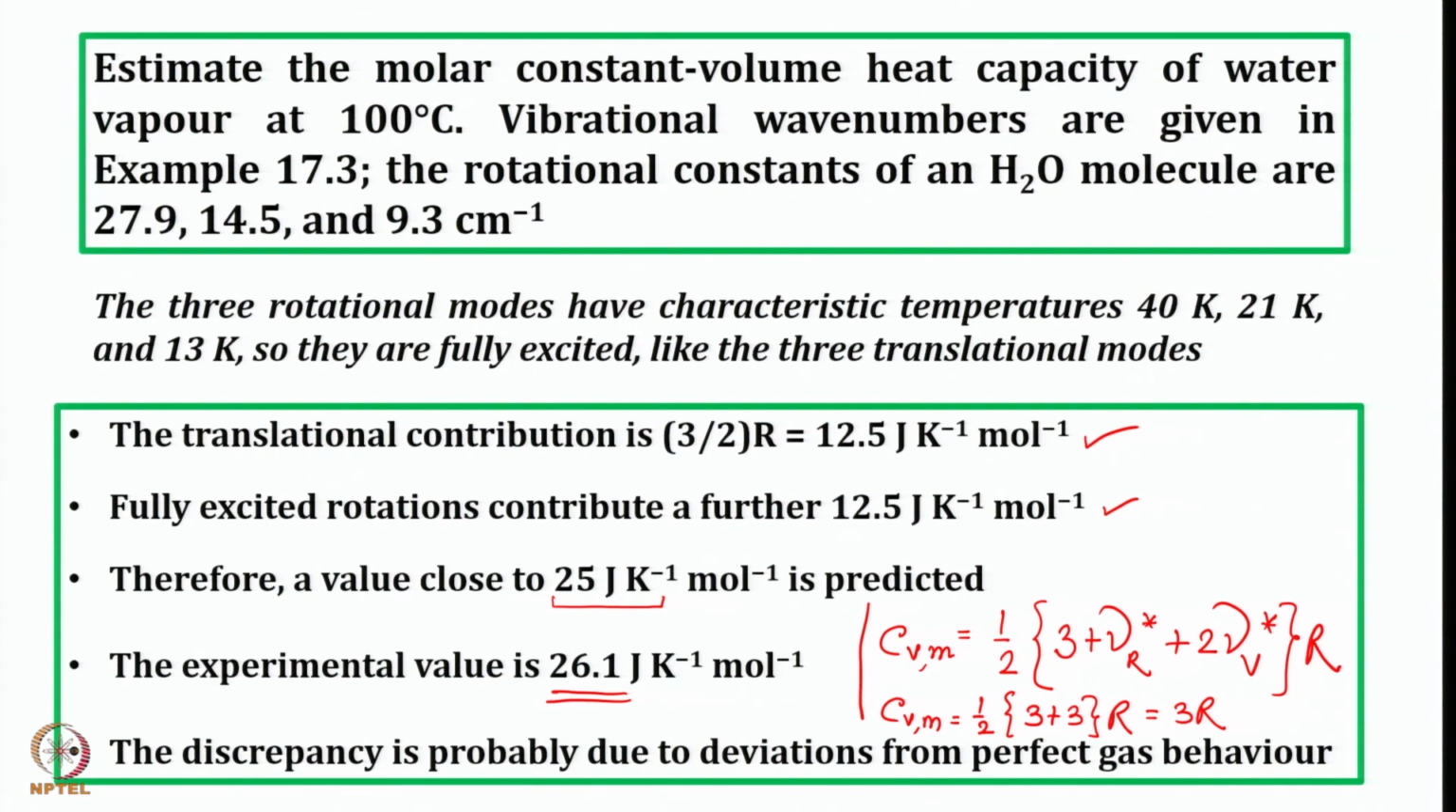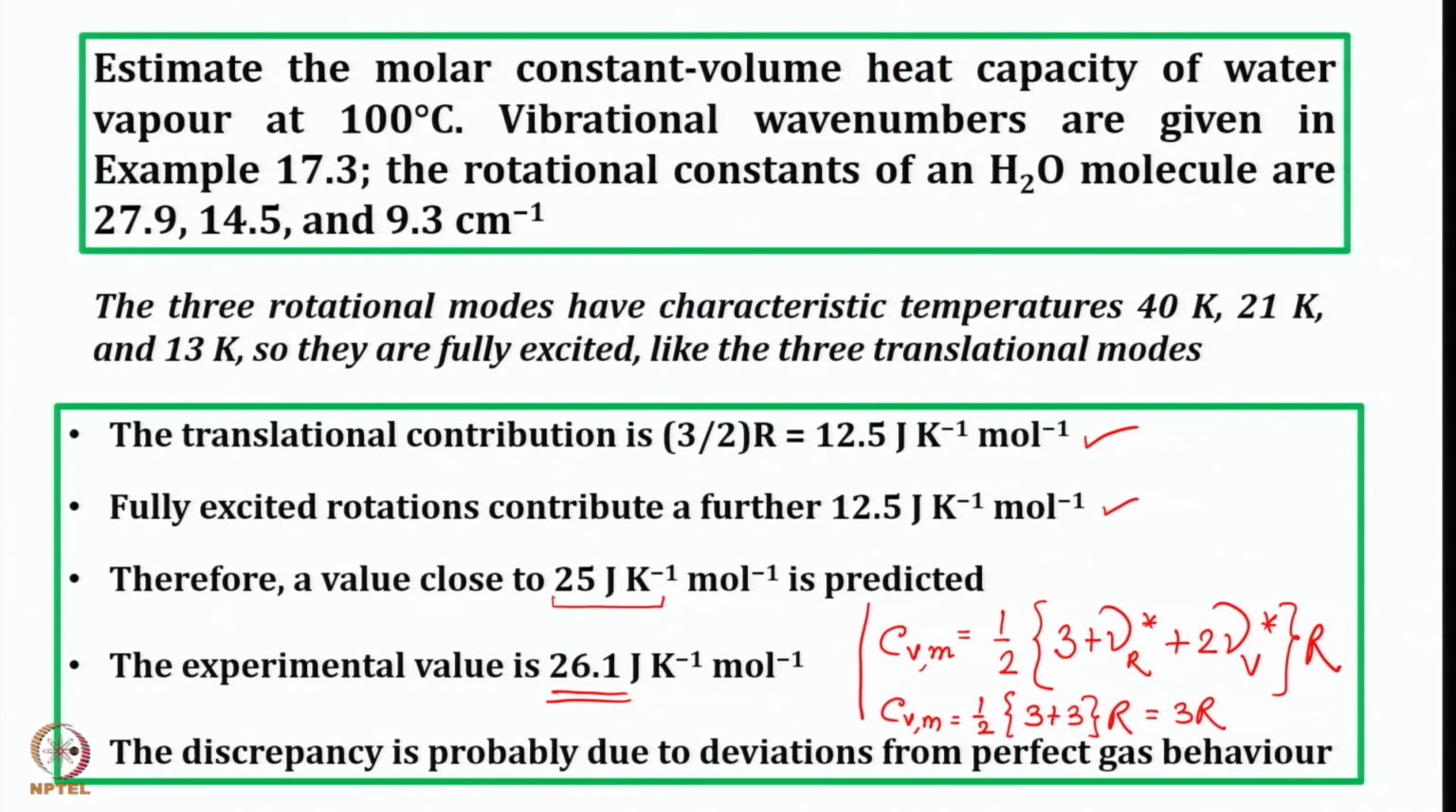But we should be able to assign some reason to this discrepancy. The discrepancy is probably due to deviations from perfect gas behavior. What we are considering here is the water molecule like a perfect gas, water vapors, but water vapors are not actually like an ideal gas. So, this deviation from ideality could be one reason for this discrepancy between the theoretical as well as the experimental value.